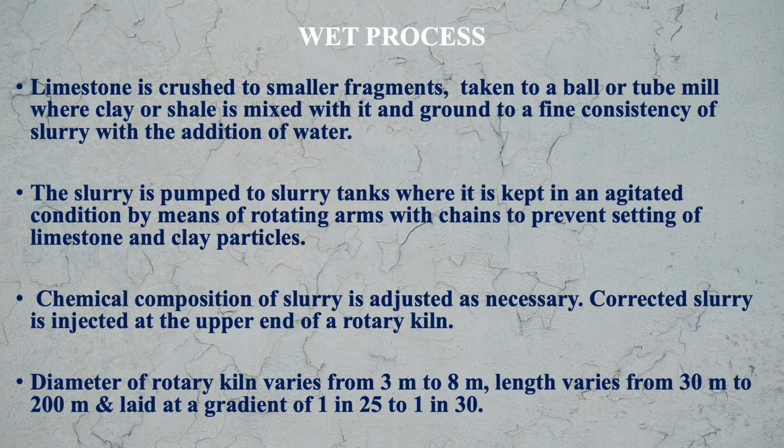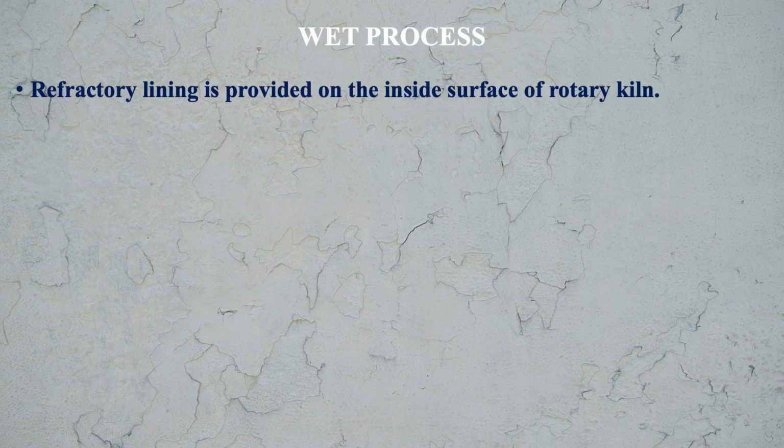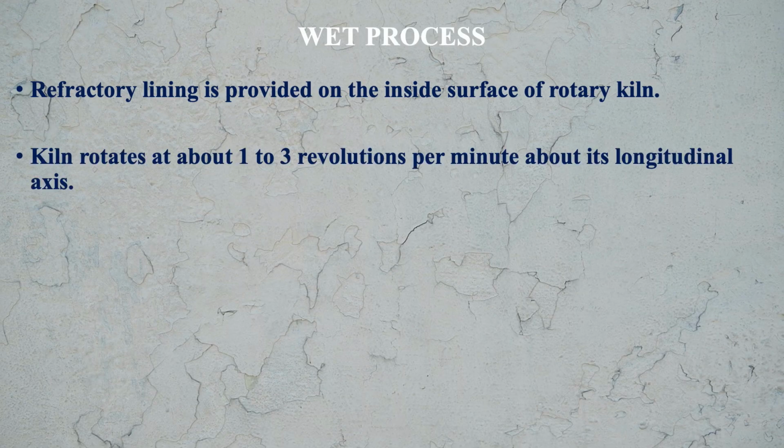This is the gradient basically. So you can say it is inclined. Now, refractory lining is provided on the inside surface of the rotary kiln. And this kiln rotates at about 1 to 3 revolutions per minute about its longitudinal axis. About its longitudinal axis, it is rotating, and the rate of rotation is 1 to 3 revolutions per minute, slowly.